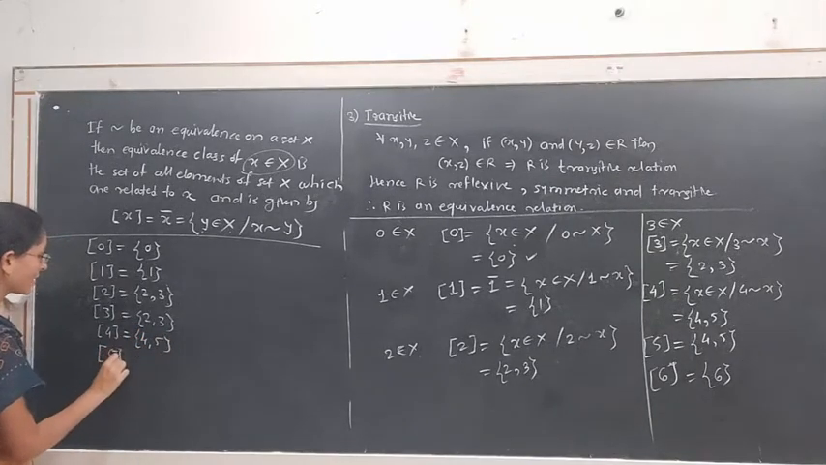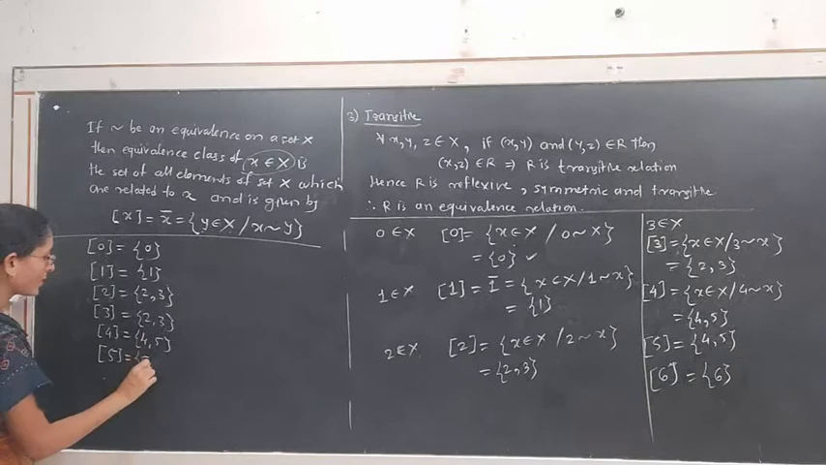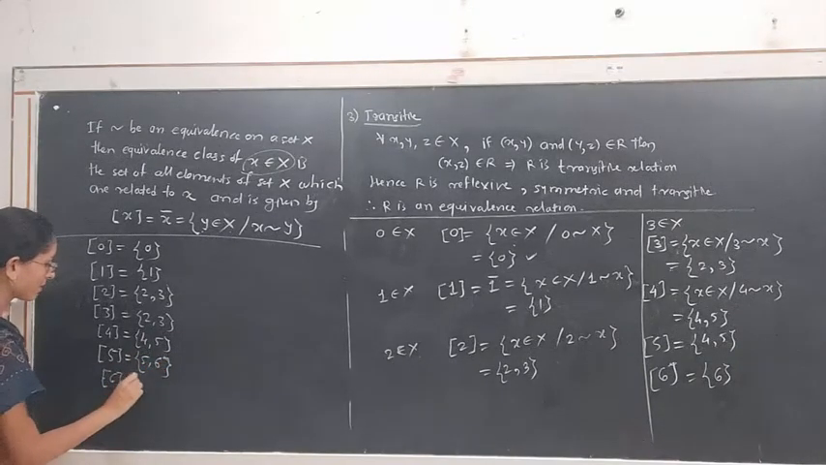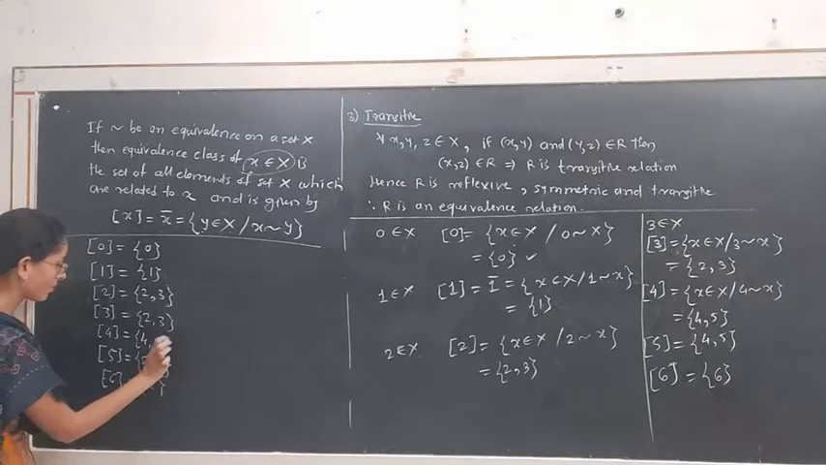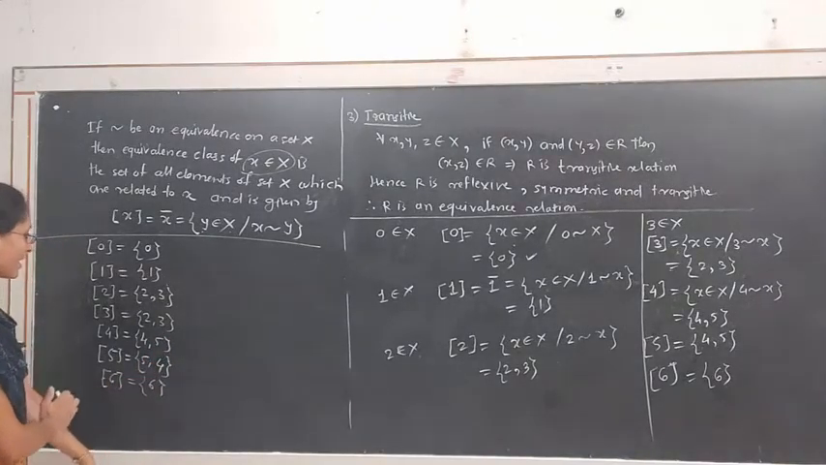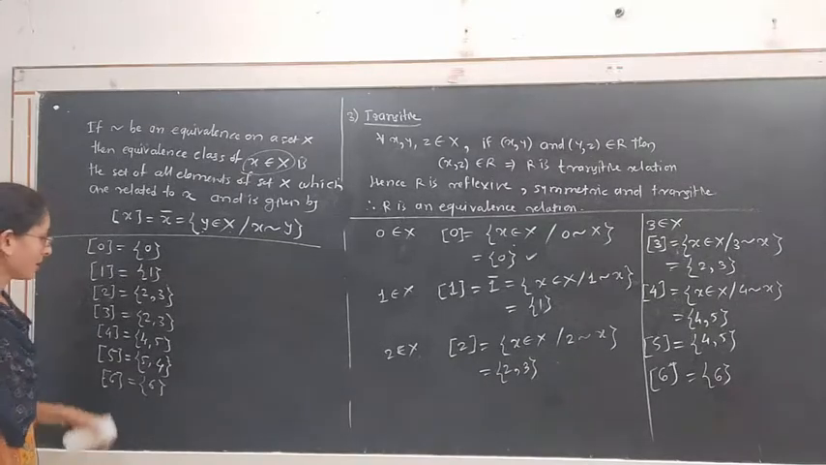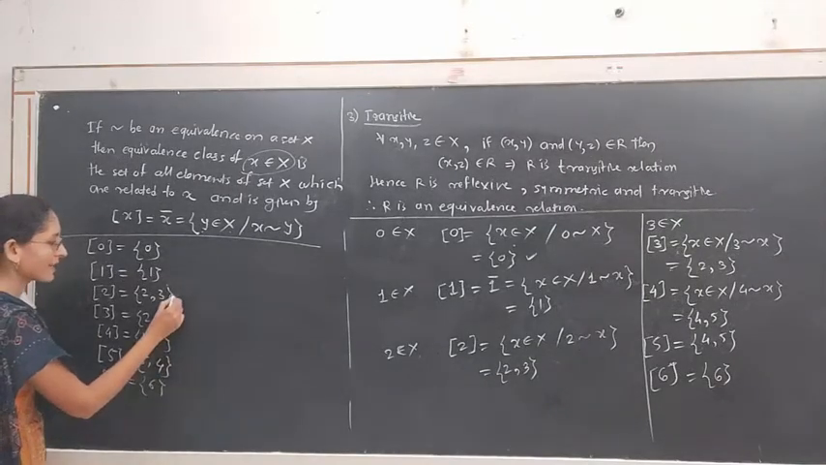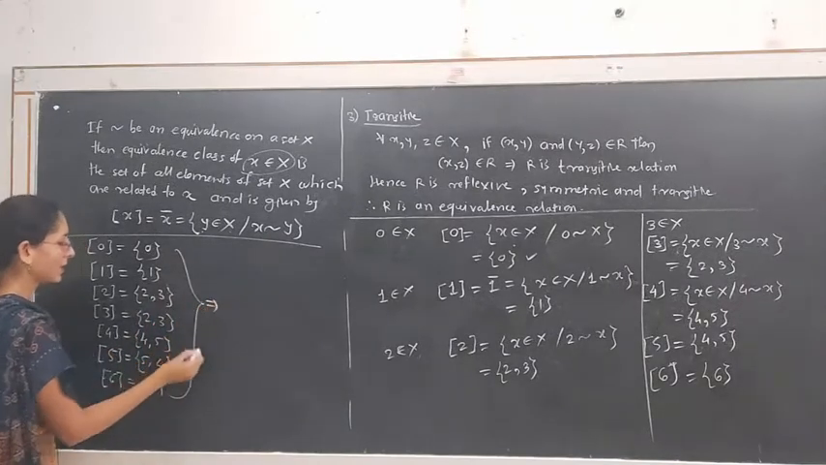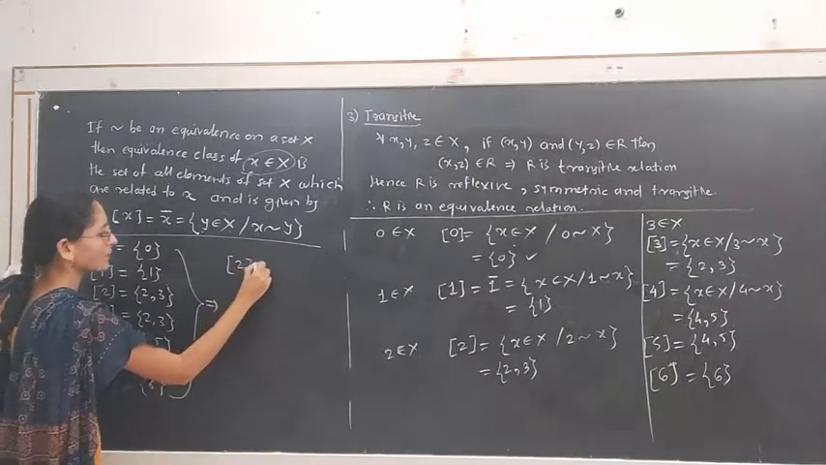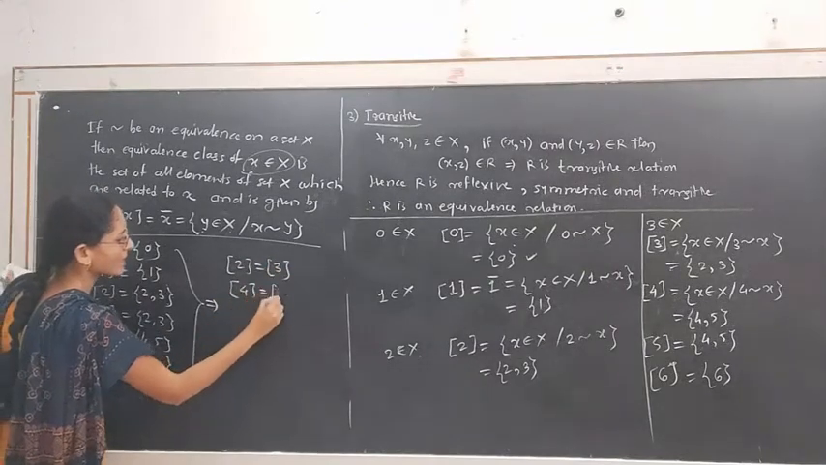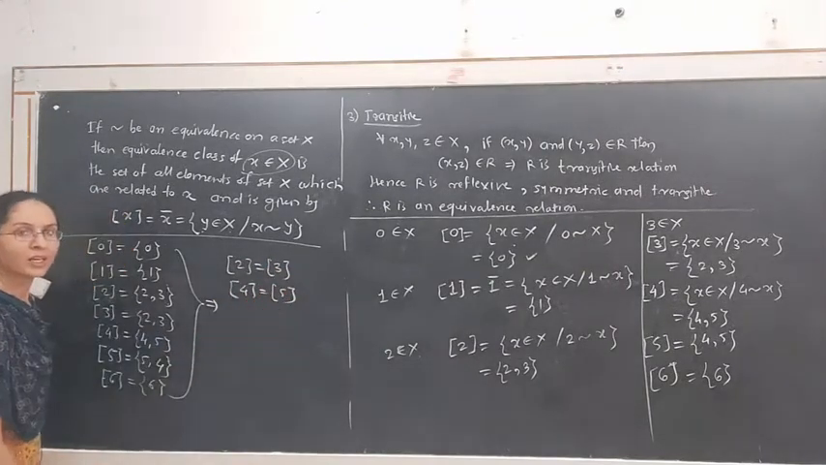Equivalence class of 5 is equal to {5, 6}. Equivalence class of 6 is equal to {6, 5, 4}. Okay, these are 7 equivalence classes, out of which these 2 equivalence classes are same. This implies equivalence class of 2 is same as equivalence class of 3. Also equivalence class of 4 is same as equivalence class of 5.